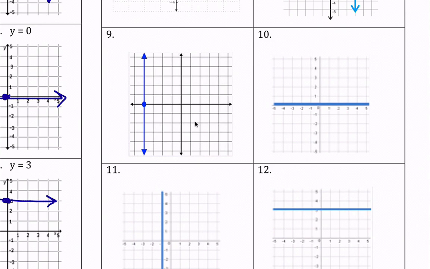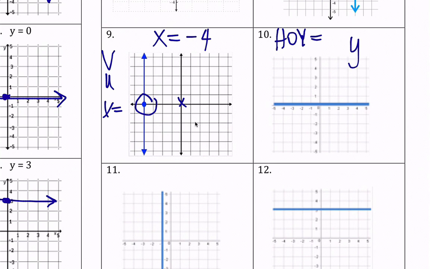On 9, a vertical line, so I use VUX. So the equation is x equals. I look at where it crosses the x-axis, and from the origin, it's back 1, 2, 3, 4. So that's at -4. Number 10 is a horizontal line, so HOY. So I know the equation will be y equals. I look at where it crosses the y-axis, and that's at 0.